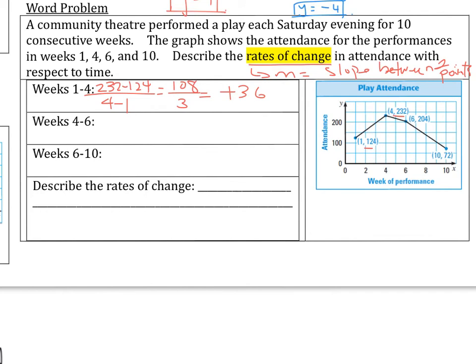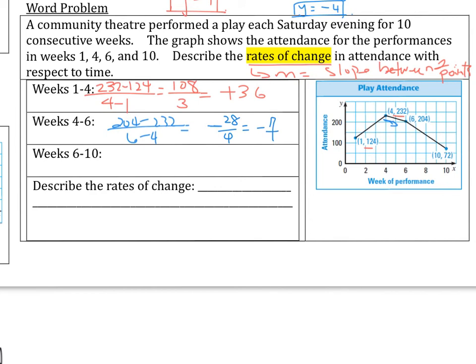And from weeks 4 to 6, you have 204 minus 232 over 6 minus 4. As you can see, your graph is falling, so you'll have a negative slope now. 204 minus 232 is negative 28 over 4, so the slope would be negative 7.